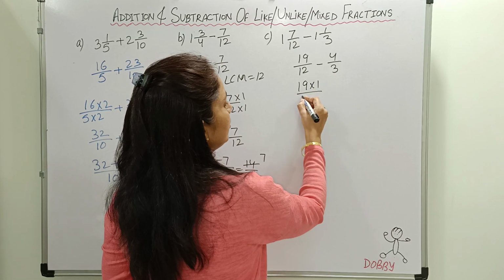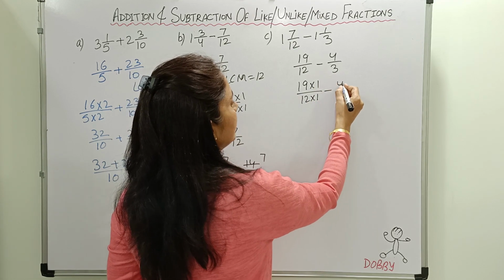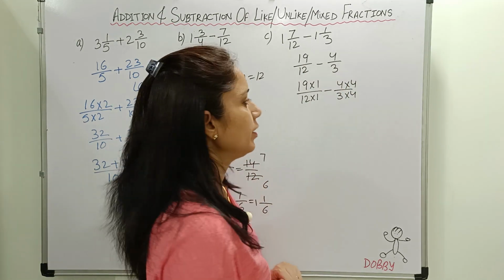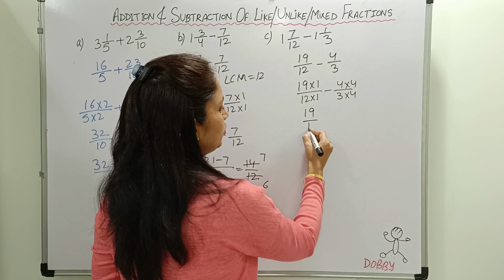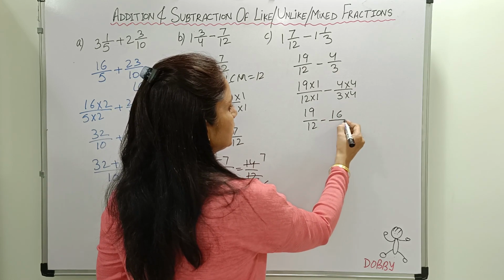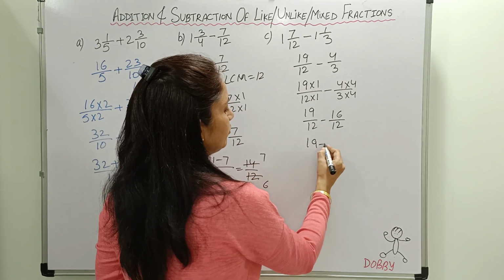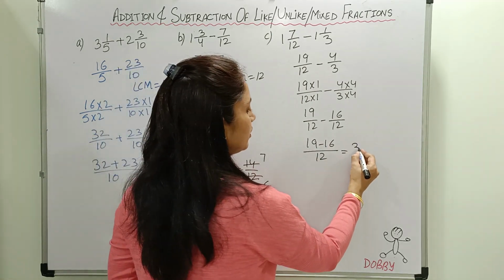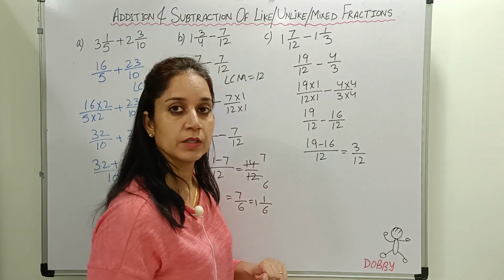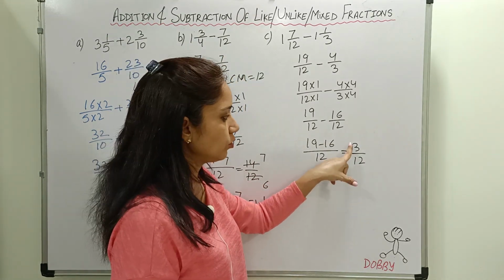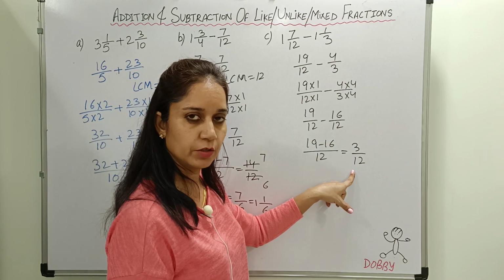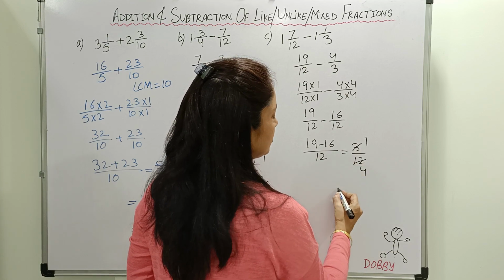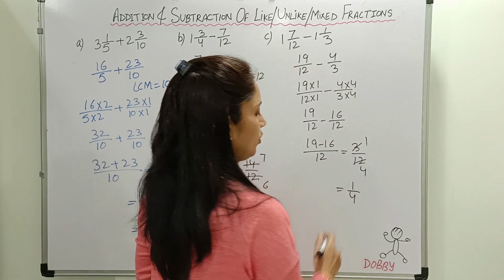19 multiplied by 1 and 12 multiplied by 1 minus 4 upon 3 multiplied by 4 gives us denominator 12. It becomes 19 upon 12 minus 4 4s are 16 upon 12. Subtract them further. 19 minus 16, 3 upon 12. Observe the last fraction now, 3 upon 12. Can we cut it further to reduce it in the lowest term? Yes. 3 1s are 3, 3 4s are 12. So answer is 1 upon 4.